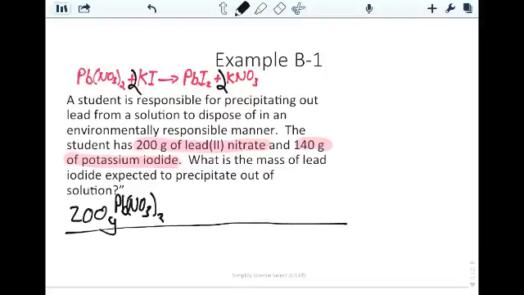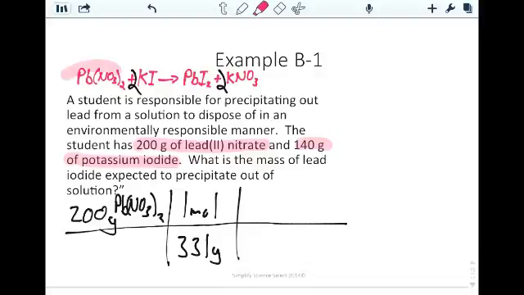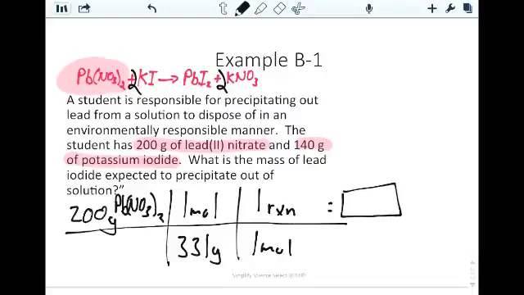Now we need to get it from grams to moles, so we have to have the molar mass of our lead 2 nitrate, which is right around 331 grams per mole. That converted it to moles, and then we look at our reaction, and in a reaction, lead 2 nitrate, we just have 1 mole in a reaction, so it's just 1 mole in one reaction. And work all that out, and that will give us a value of something right around 0.604.